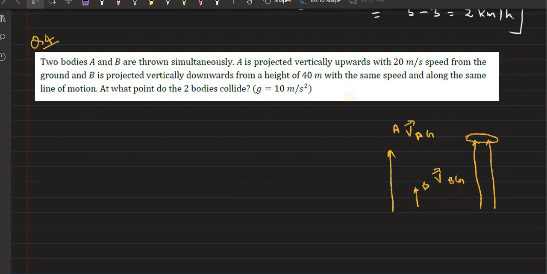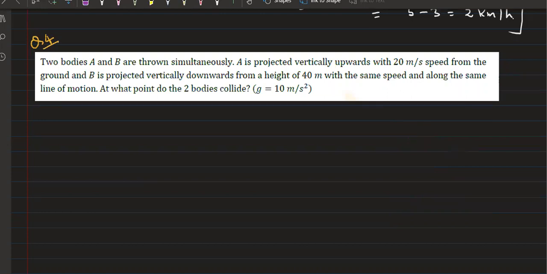Okay, now this is just an example. This is just the concept. I'm not talking about this problem. Now in this problem, A and B are not thrown from the same position. A is thrown from downward and B is thrown from upward. Okay, so it's like this. Wait.